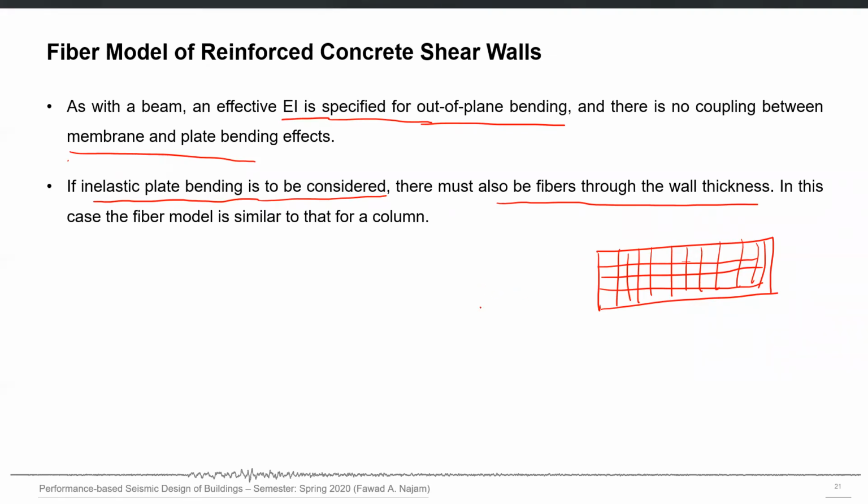And in that case, you will go for that PMM fiber hinge in ETABS. Otherwise, you will go for only the PM fiber hinge for your shear wall. So for shear wall and beam, go for PM hinge. Otherwise, for columns, go for PMM hinge.